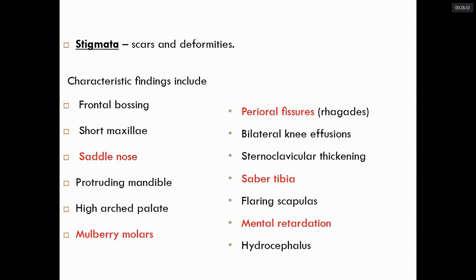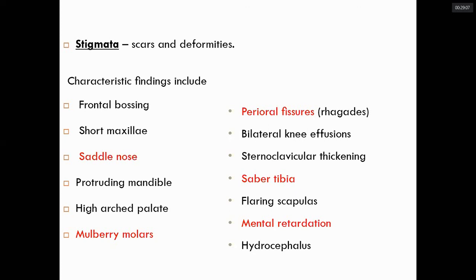There are also the stigmata of syphilis. Stigmata means scars and deformities that are seen for a long time once the patient is infected. The most common stigmata seen in congenital syphilis are frontal bossing, short maxilla, saddle nose deformity, protruding mandible, high arched palate, and mulberry molars. Mulberry molars means there is extra deposition of enamel over the molars. There are perioral fissures or rhagades.